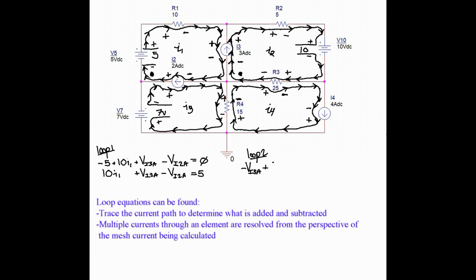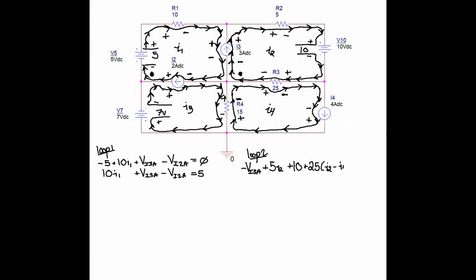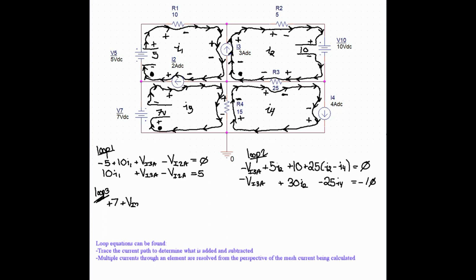For loop 2, once again, starting at the bottom left-hand corner and going clockwise, we simply trace a current path around this subsection. We have 25 times I2 minus I4. So take note of that. From the reference frame of that mesh, for the current I2, the I4 current is going against it through the 25 ohm resistor. So that's why you have 25 ohms times I2 minus I4.